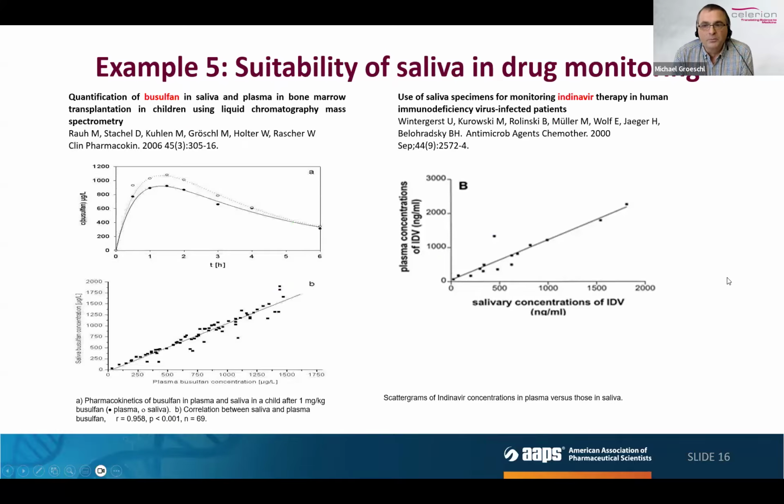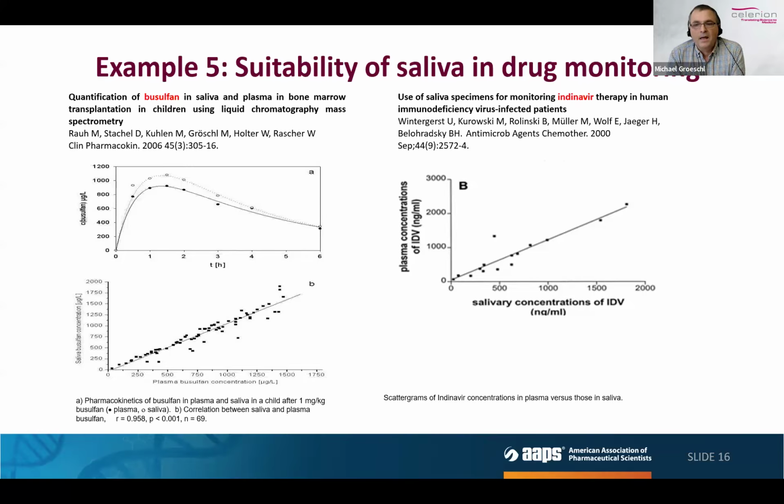The situation is completely different with therapeutic drug monitoring. The example on the left shows the correlation of the cytostatic drug busulfan in plasma and saliva in children with leukemia. This study was conducted years ago in the Clinic for Children and Adolescents at the University of Erlangen, where the patients were treated and a target level of the cytostatic drug was to be set.